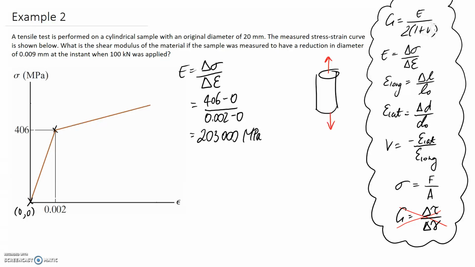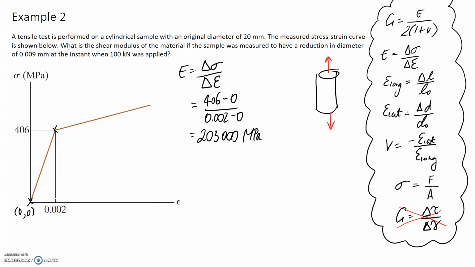The other one that we need to find is our Poisson's ratio. And this one is a little bit more involved because we have to go through a few more steps in order to find it. So Poisson's ratio is also in this equation here, which relates together the lateral and the longitudinal strain. So we're going to need to find both of these in order to calculate Poisson's ratio. So let's start with trying to get the longitudinal strain.